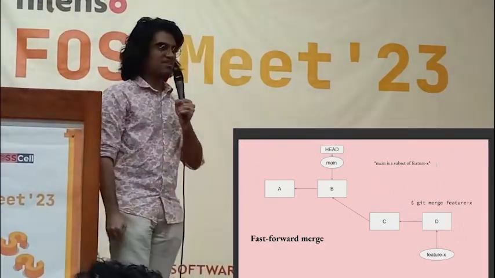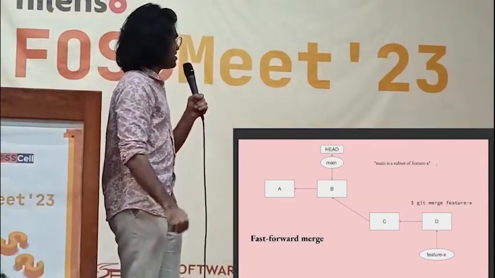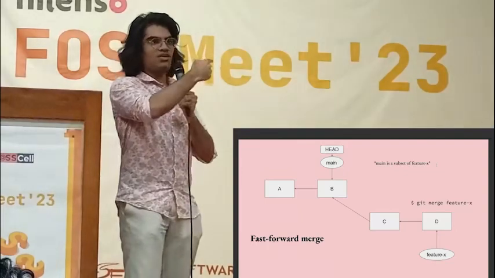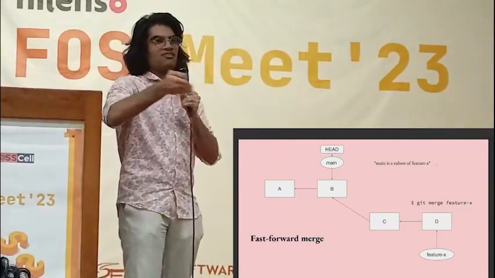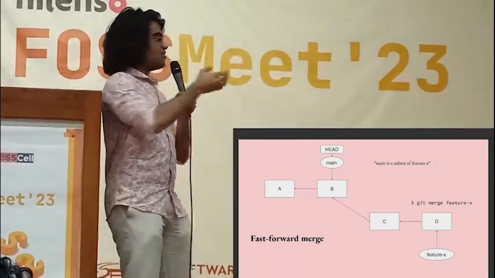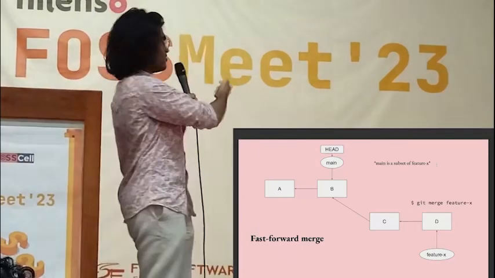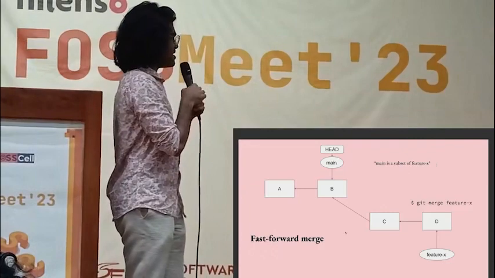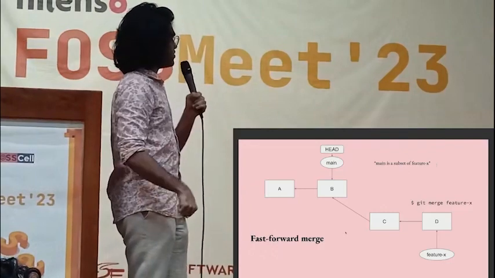So you have a main branch here, and that's on B, and you have a feature X branch here. Notice the difference from last time. We don't have a diverged feature branch, right? Your feature branch is just a superset of the main branch. So when I run git merge feature X, the same command as before.